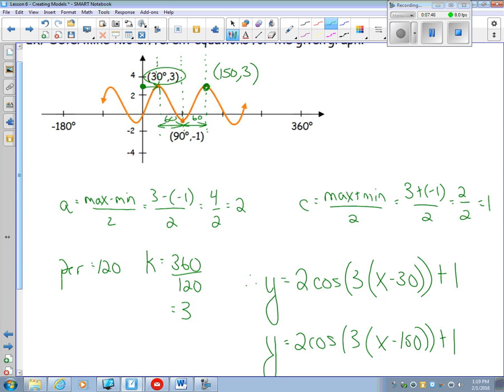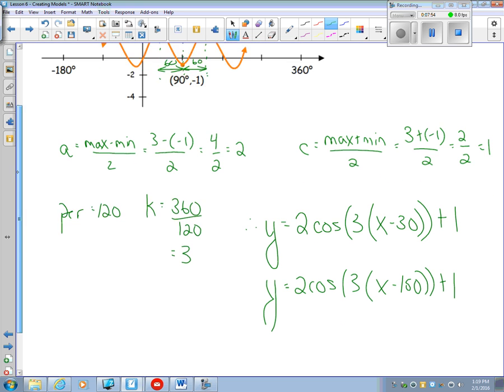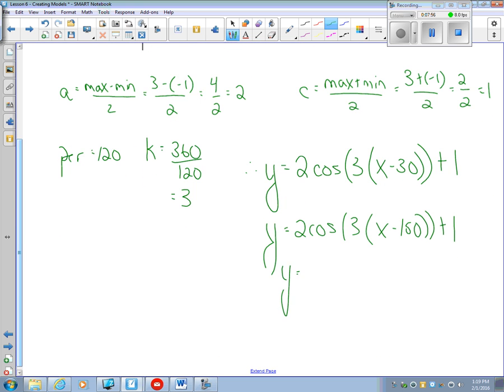If I didn't like that one, I could have gone backwards and said, oh, I want to use this one. What's 120 degrees before 30? Well, that's negative 90 and 3. So a third one I could have said is y equals 2 cos 3. We're 90 before the axis now, so to the left. So to show that, put plus 90 in, plus 1.